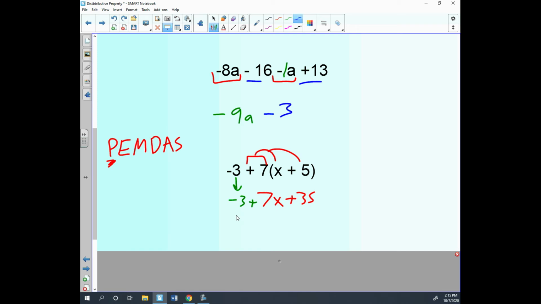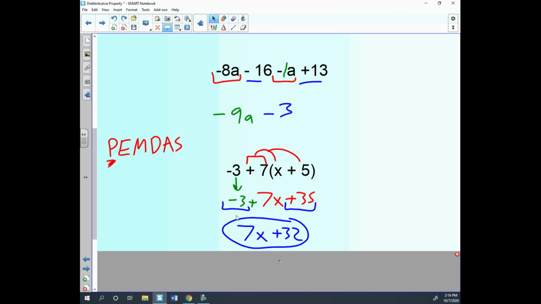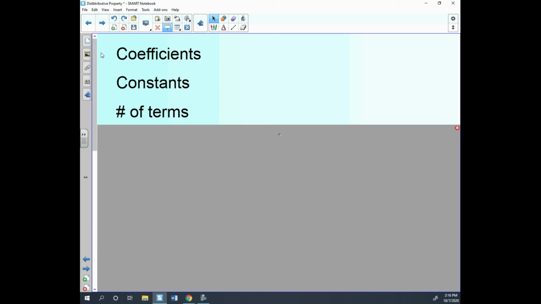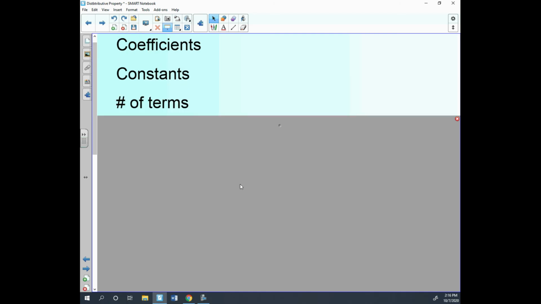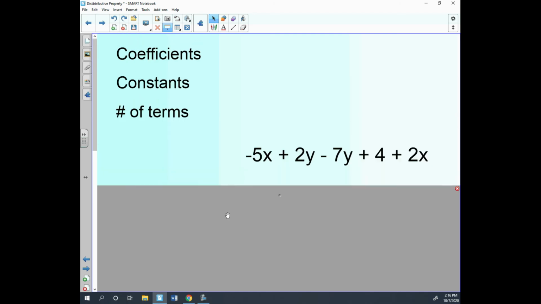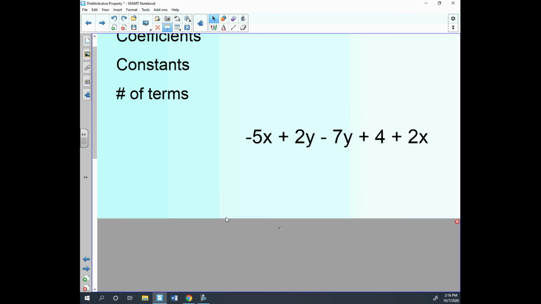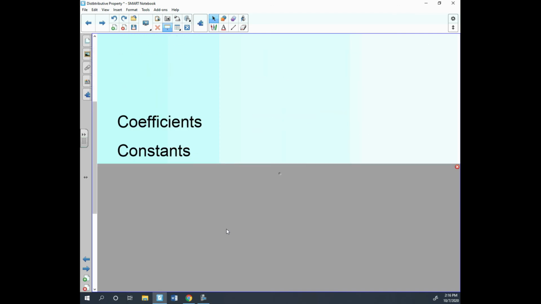And now we have to combine like terms, which therefore, those guys are the same. Final answer, 7x, I'm going to write that first. But negative 3 plus 35, if you don't know, just punch it on your calculator, but it's going to give you plus 32. And I've combined my like terms, and I'm feeling good about my answer, so we're calling it good. Okay? Now, hopefully those things kind of make sense to you. Should be a little bit of review. We're going to do one last thing, constants, coefficients, and number of terms. Okay? And so you always just have to ask yourself those questions.